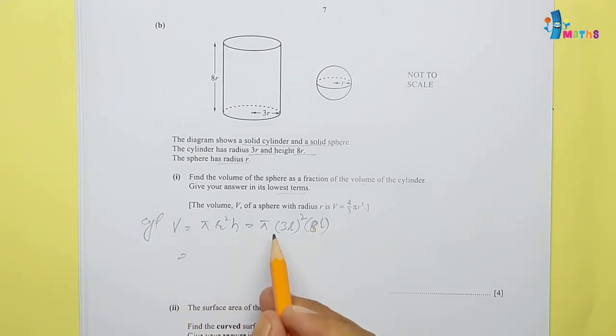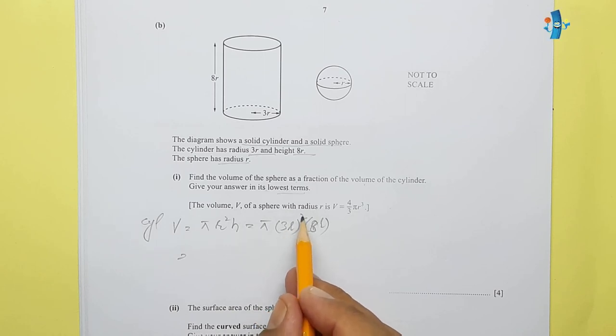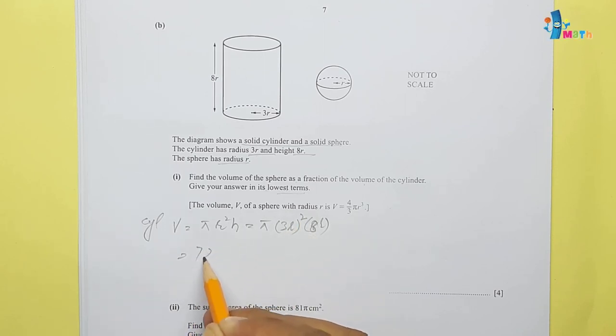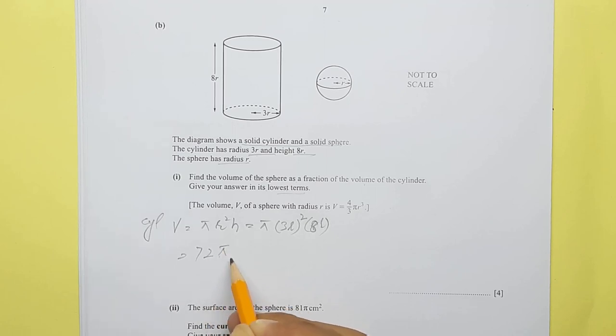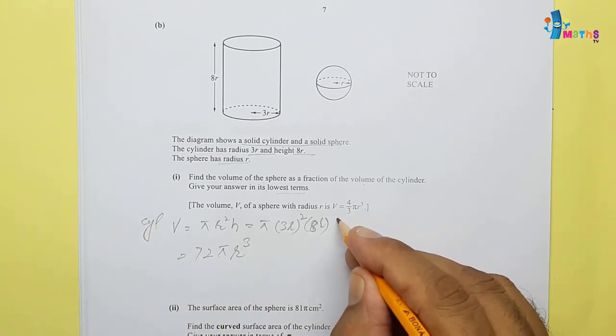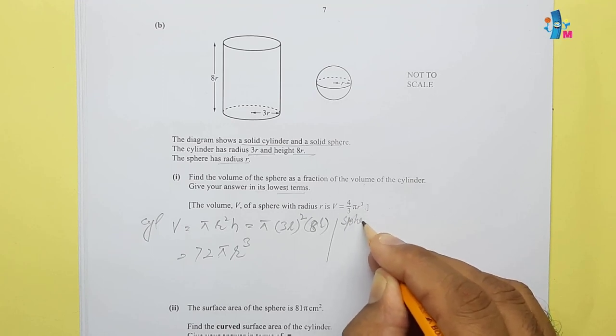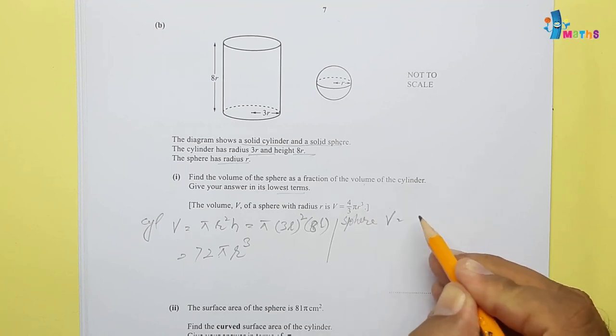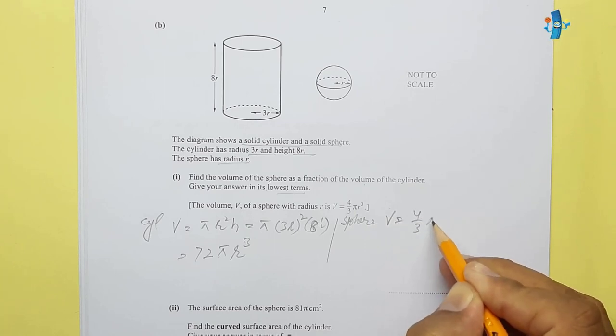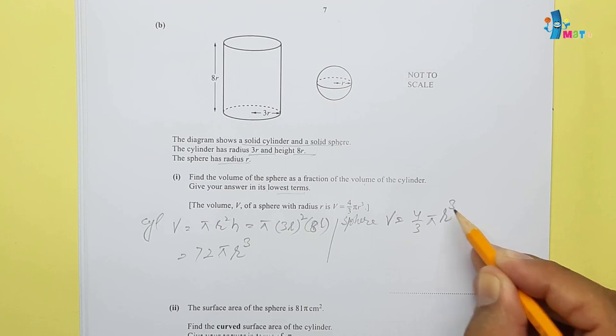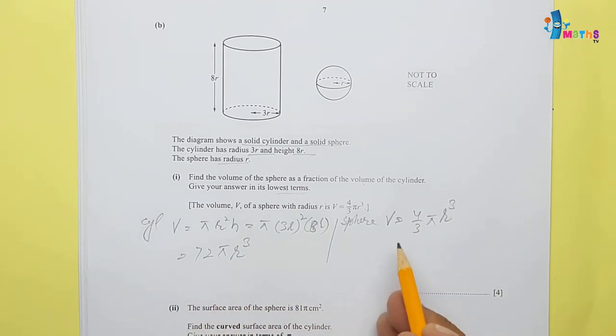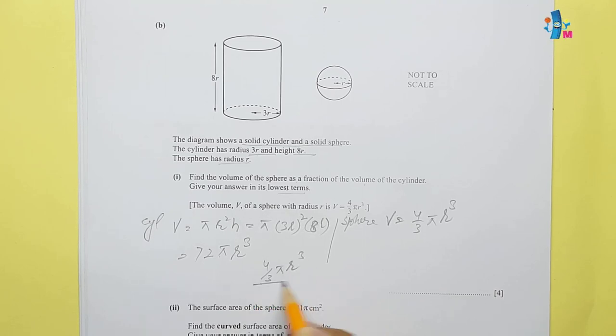Then this will be what? 3 times 3 is 9, 9 times 8 is 72. So 72 pi r cubed. This will be the volume of the cylinder. Now for the sphere, the volume is given, 4 by 3 pi r cube. Now we have to write this as a fraction of this. So this over this, 4 by 3 pi r cube divided by 72 pi r cube.